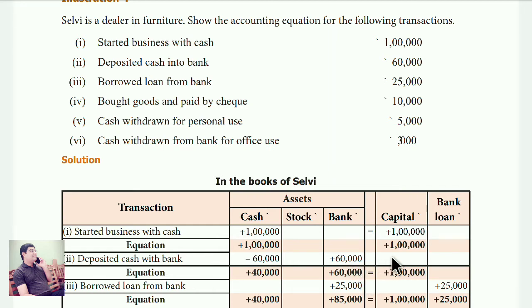60,000 total as it is you have to write, and this 1 lakh total you have to write as it is. So this is the total. See, 40 plus 60, 1 lakh equal to 1 lakh. So both the side total will be same. So your answer is right.